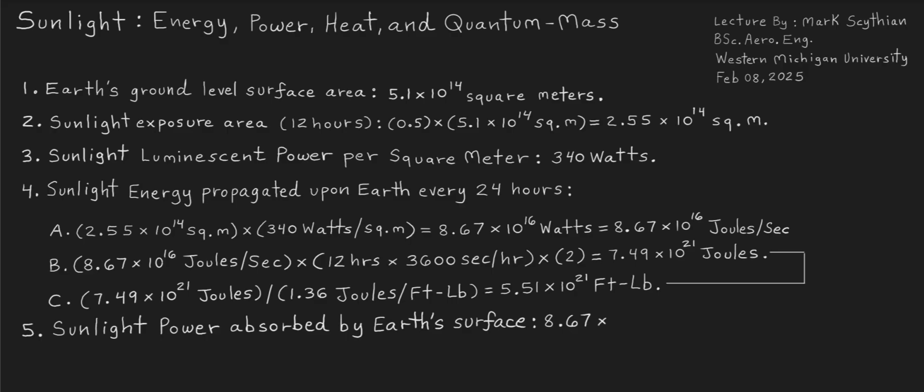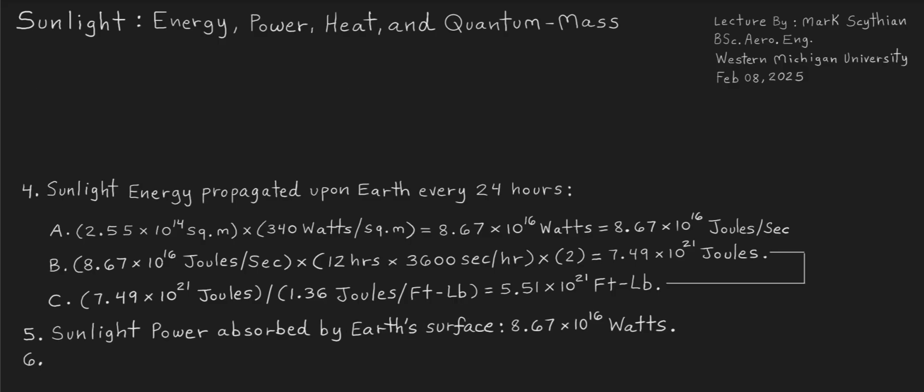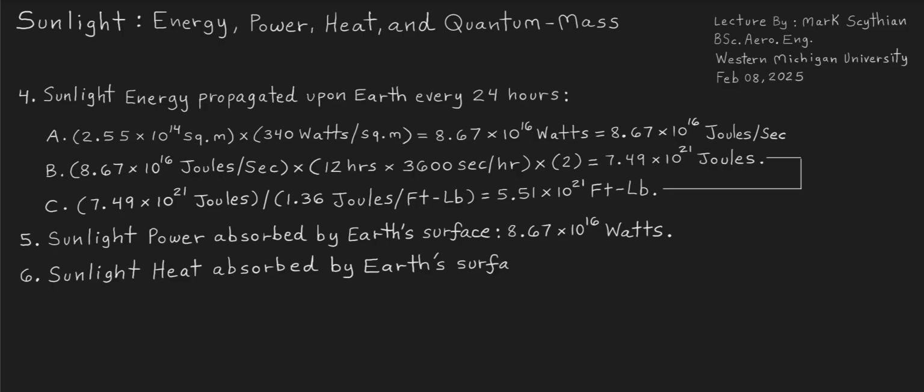So then we calculate the sunlight power, so that would be in watts or joules per second, and it's just synonymous with the original calculation because we only get 12 hours of equivalent half spherical exposure upon the Earth. So we'd have to use the calculation in 4a for 5.